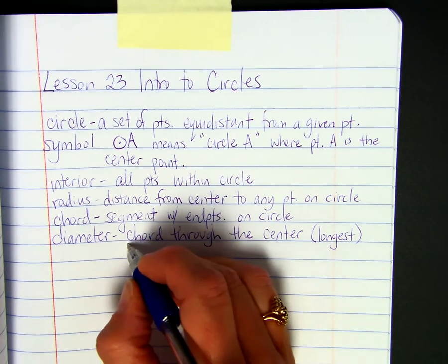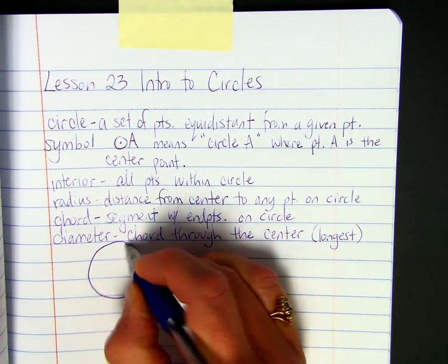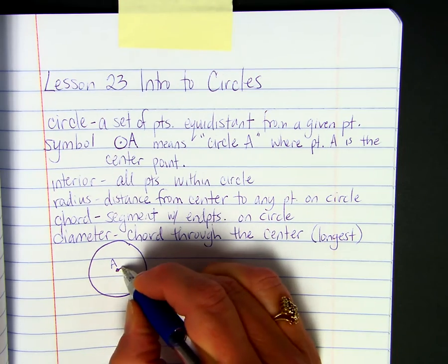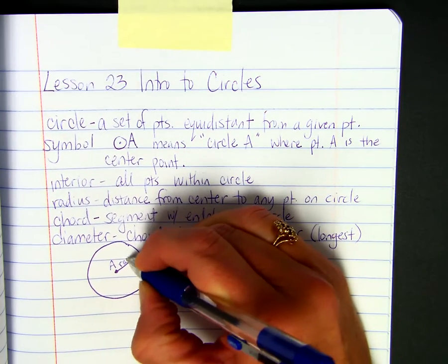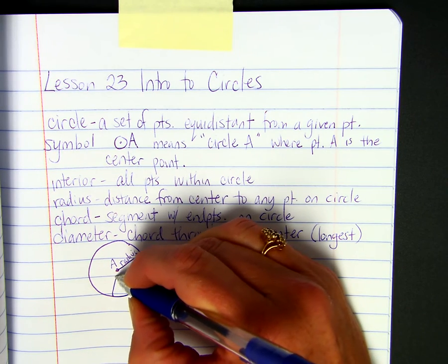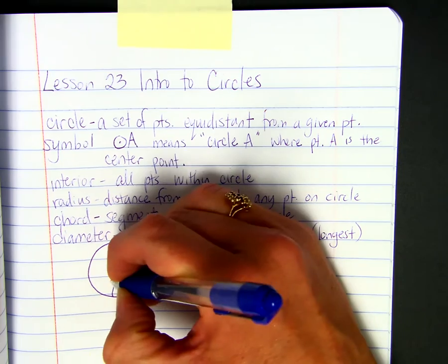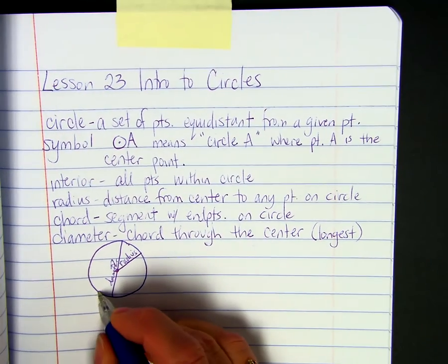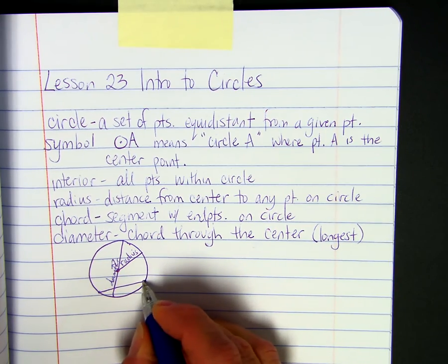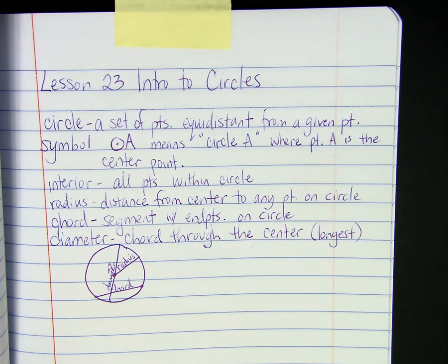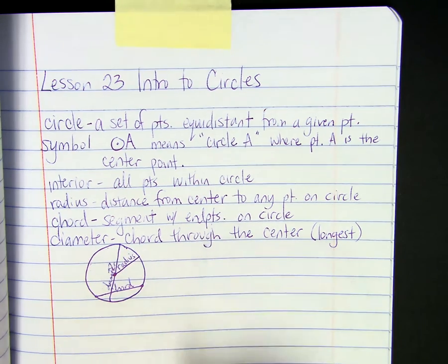So if we had our circle A, from the point A to the circle, that's called the radius. If you draw a segment straight through the circle, that's the diameter. Any other chords, if the endpoints are on the circle, that's just called a chord. And all the points inside would be considered the interior.